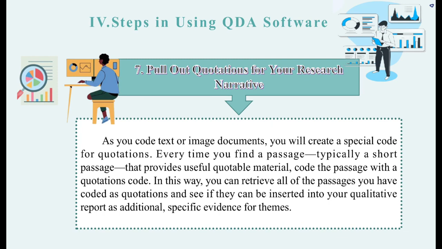Step 7. Pull out quotations for your research narrative. As you code text or image documents, you will create a special code for quotations. Every time you find a passage, typically a short passage that provides useful quotable material, code the passage with a quotation code. In this way, you can retrieve all of the passages you have coded as quotations and see if they can be inserted into your qualitative report as additional specific evidence for themes.